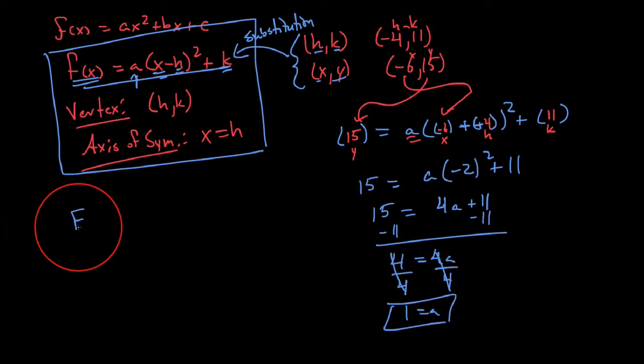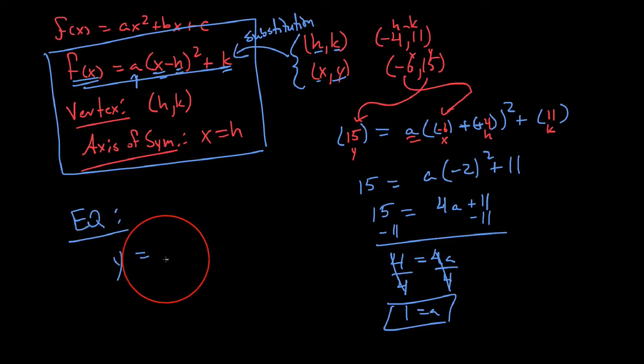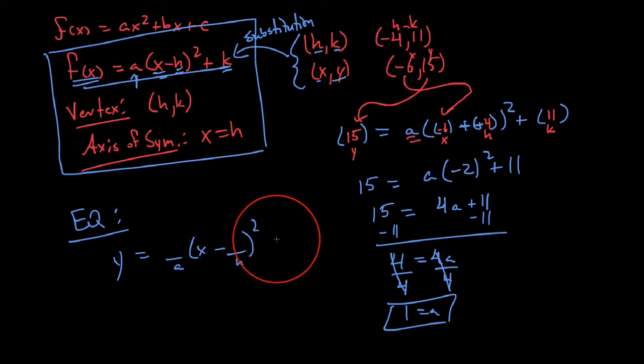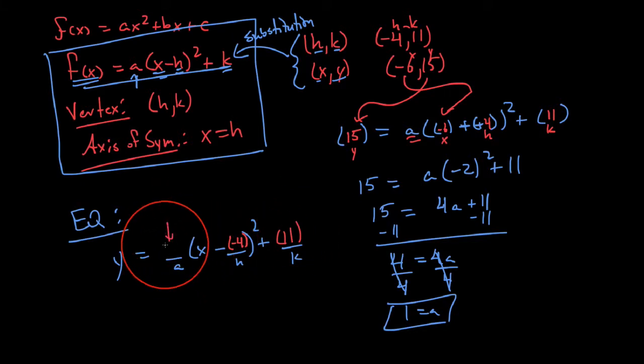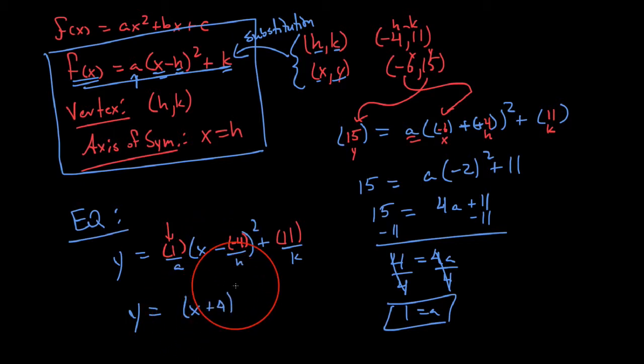What we wanted was the equation, and an equation is y equals a times x minus h squared plus k. We had h and k, so I can put these in now: -4 and 11. The thing we didn't have, which we do have now, is 1. So the equation of this parabola would be y equals 1 times x plus 4 squared plus 11.